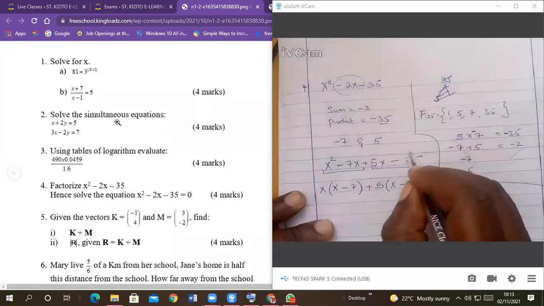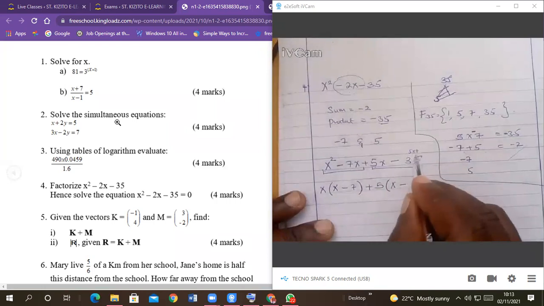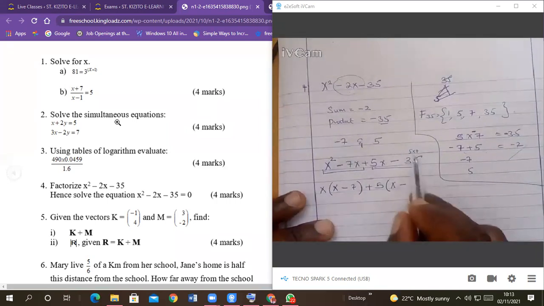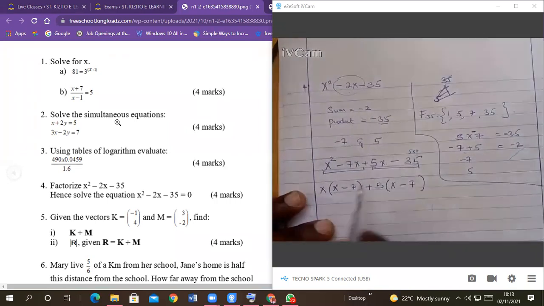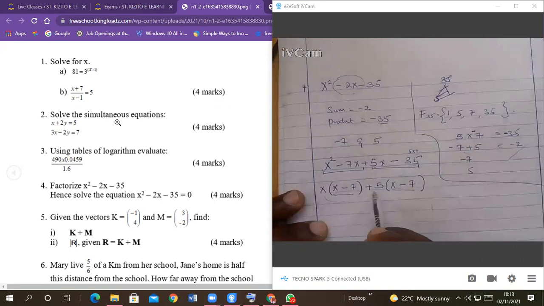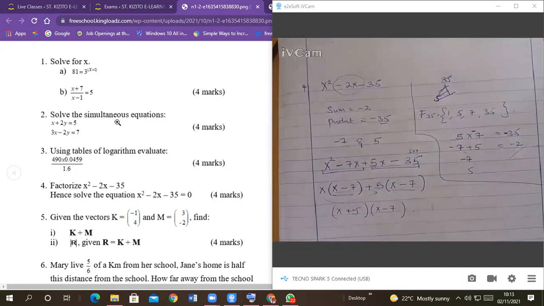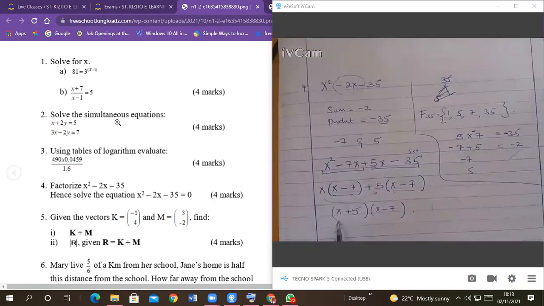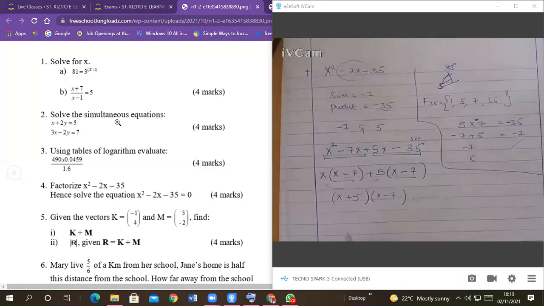Now here I have 5 times 7, that is 35. So if I remove 5 from here, I'll remain with 7. In other words, this should be the same as that. Then I'll join this with this one, and I'll get x plus 5 into x minus 7. So that is the factorization of x squared minus 2x minus 35 as x plus 5 into x minus 7.